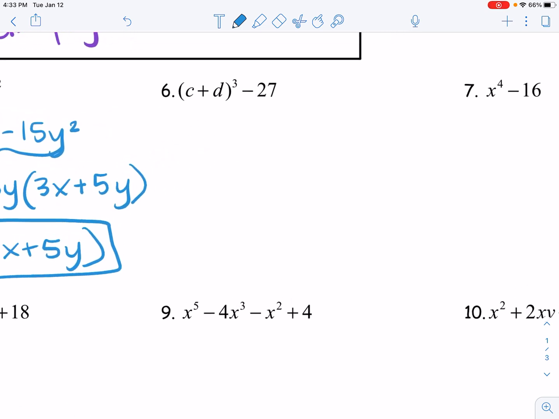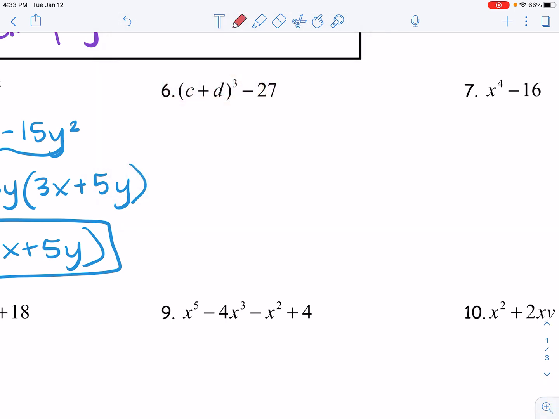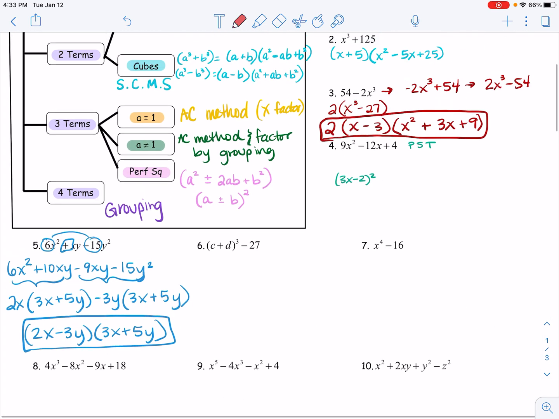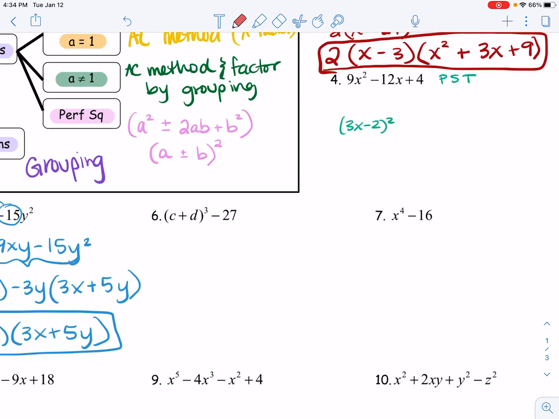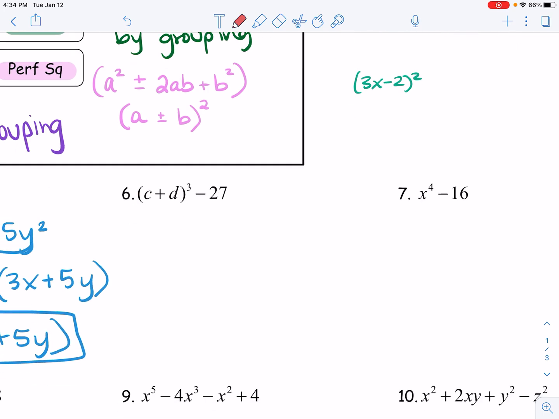Okay. Let's look at number 6. Number 6, I see the difference of cubes. I see something cubed minus a perfect cube. That's 3 cubed. So how do we factor the difference of cubes? Well, first thing is I create my binomial. Now, if you need to think of this as just x cubed minus 27 to help you out, that's totally fine, and then you can replace the x with the c plus d. But I'm going to leave it as is.